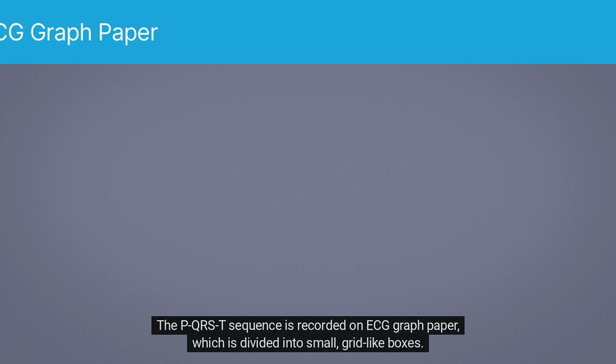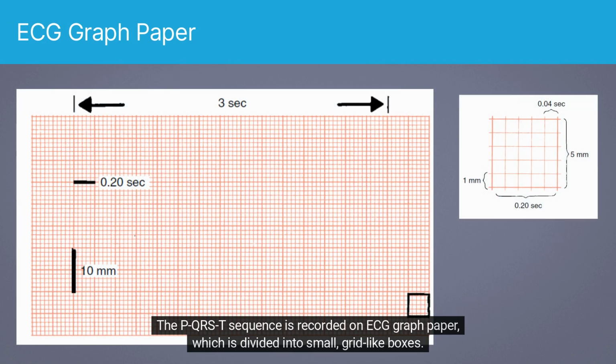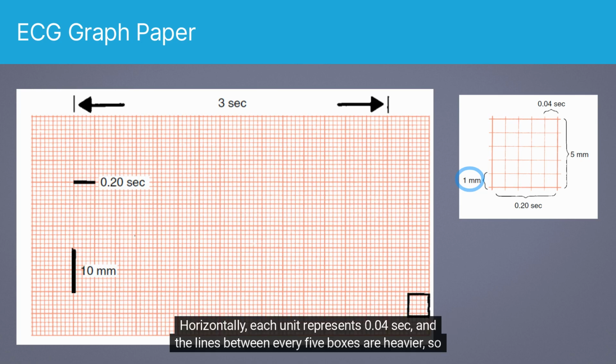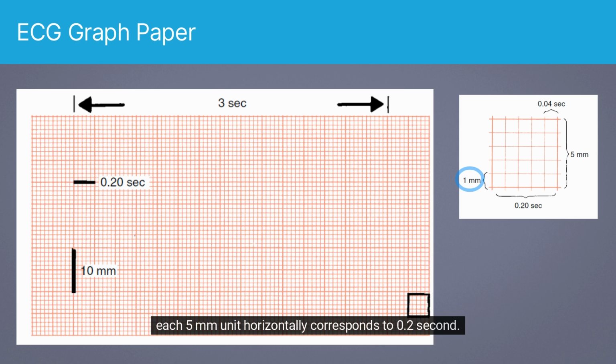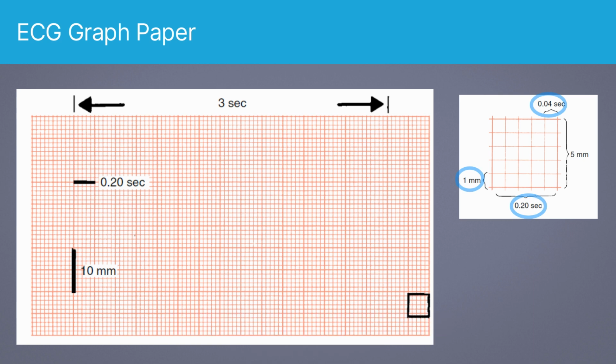The PQRST sequence is recorded on ECG graph paper, which is divided into small grid-like boxes. Each small box is 1 mm square and the paper usually moves at a speed of 25 mm/second. Horizontally, each unit represents 0.04 sec, and the lines between every 5 boxes are heavier, so each 5 mm unit horizontally corresponds to 0.2 second. The ECG can be considered a moving graph that horizontally corresponds to time, with 0.04 second and 0.2 second divisions.